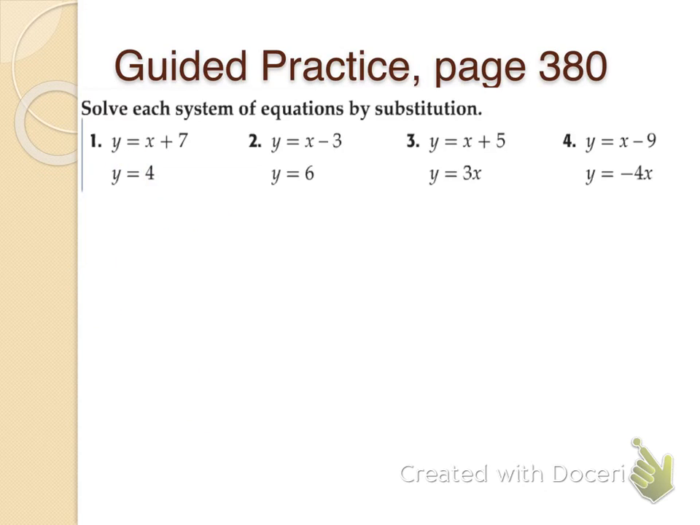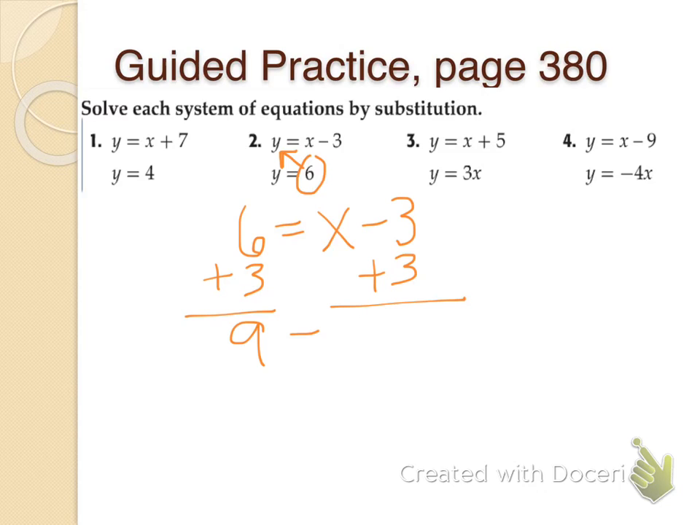Another example. They tell me y is 6. So instead of y, I'm going to put in a 6 equals x minus 3. Adding 3, I get 9 equals x. I already know that y equals 6 from right there. So my ordered pair is (9, 6).